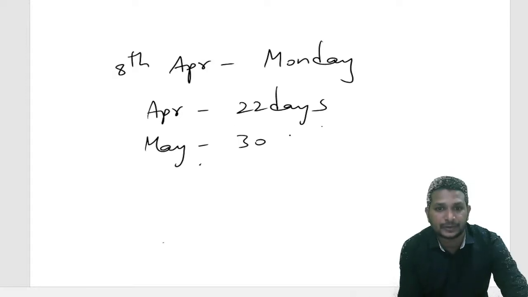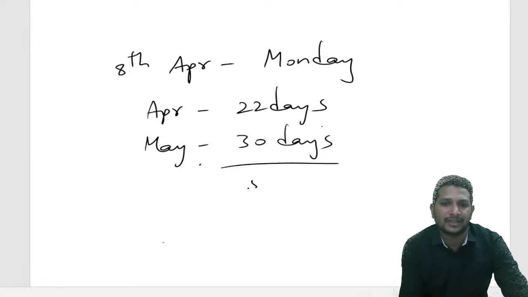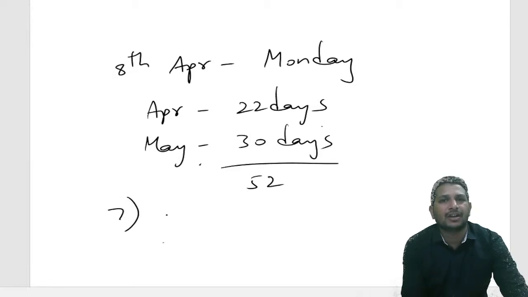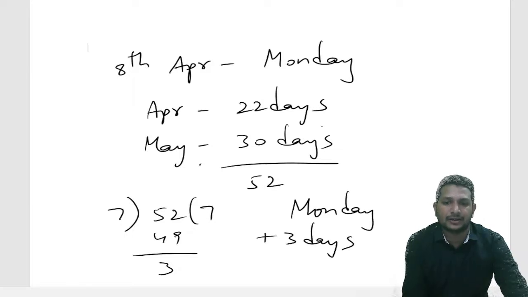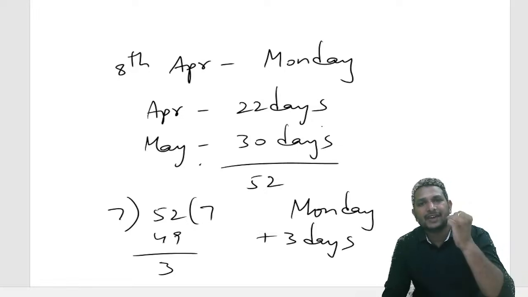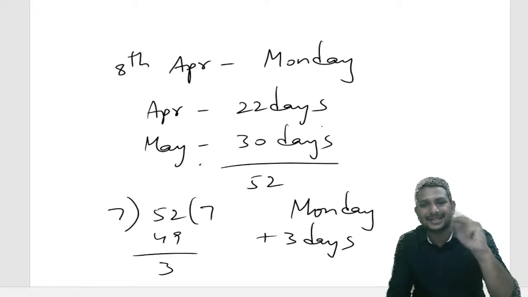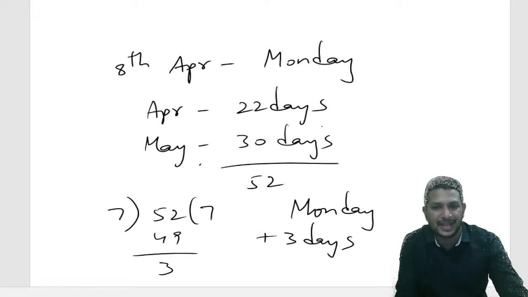So total days are how many? 52. So as always, we need to divide the number of days with 7 and take out the remainder. So the base Monday plus 3 days. Monday after 3 days means what? Count it: Tuesday, Wednesday, Thursday. So the answer for this question is Thursday.